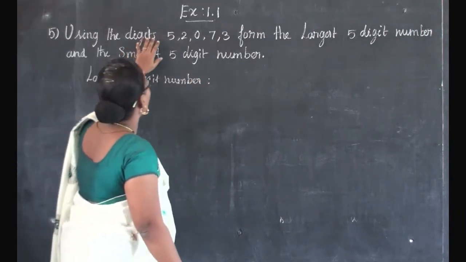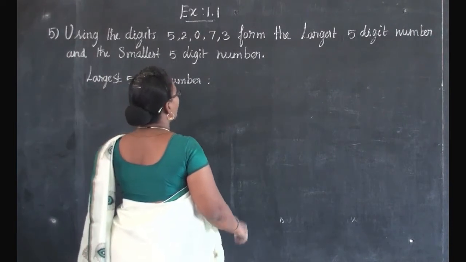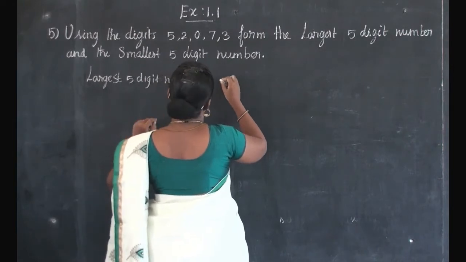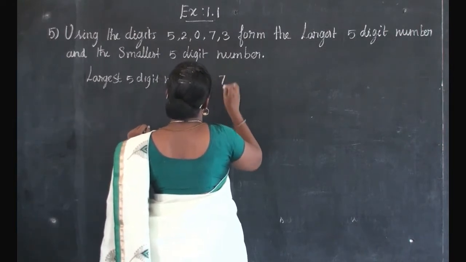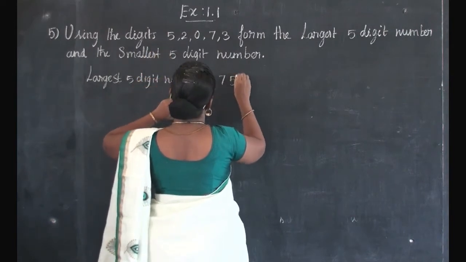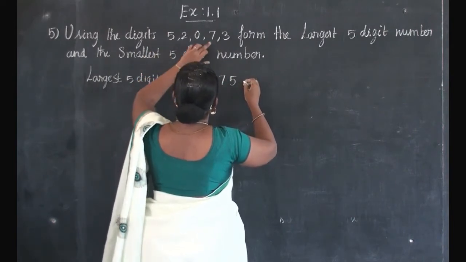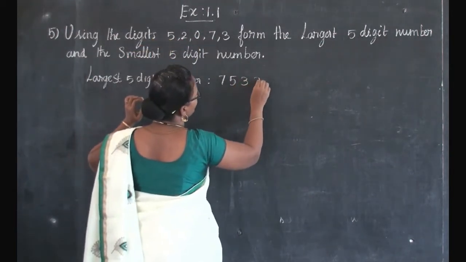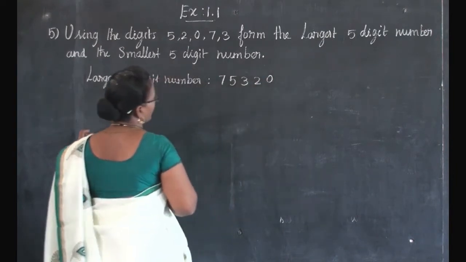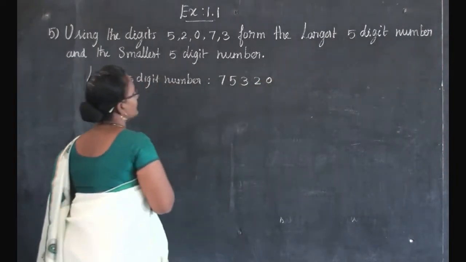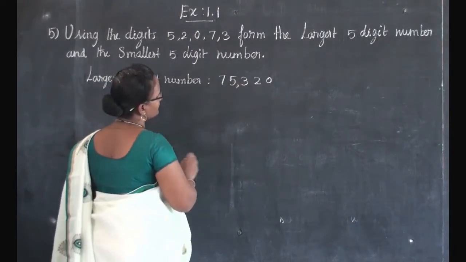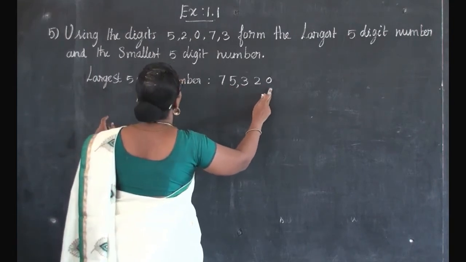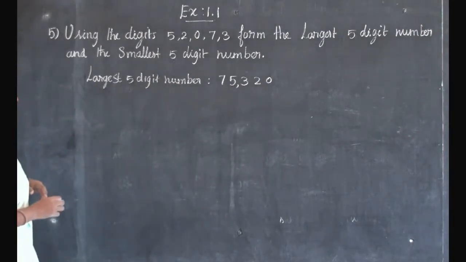Largest means write the numbers in descending order. We get the largest 5-digit number. So 7 and then 5. Descending order means big to small. So 7, 5 and then 3, 2, 0. In the Indian system, what is the number? 75,320 is the largest 5-digit number.